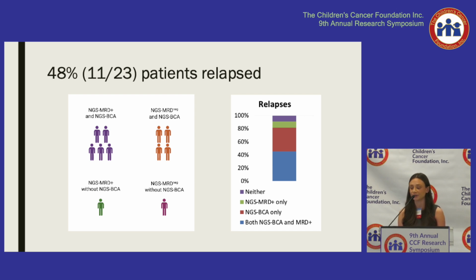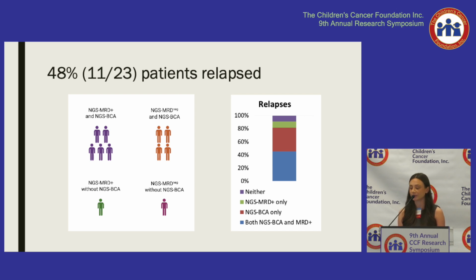4 out of 11 patients relapsed. And then 1 patient who had NGS MRD positive disease without B-cell aplasia, and 1 who had NGS MRD negative disease without B-cell aplasia relapsed. So on the right, this is the same data that's broken down as percentages.